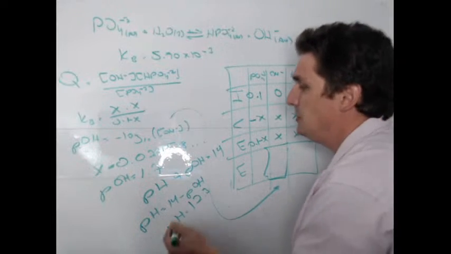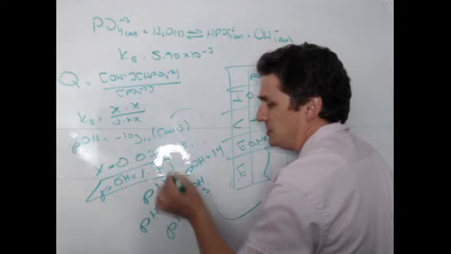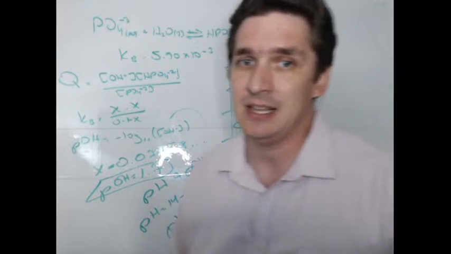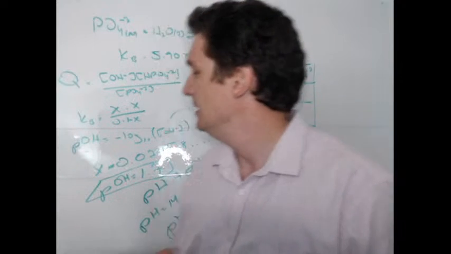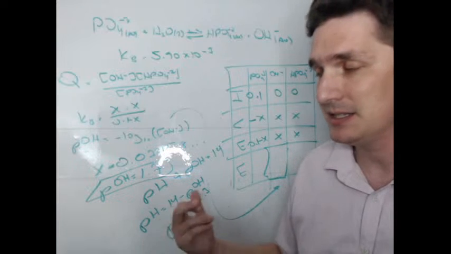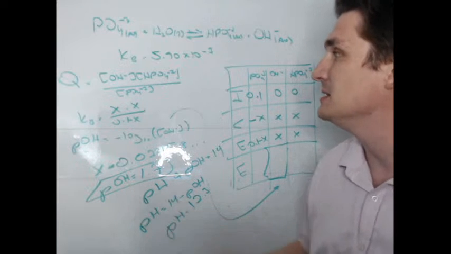So even though we have a low POH, the pH here is really 12.3. So POH and pH are not the same thing. They represent different quantities. This is the concentration of hydroxide. This is the concentration of H+. H+ is the acidic component of water. OH- is the basic part of water.